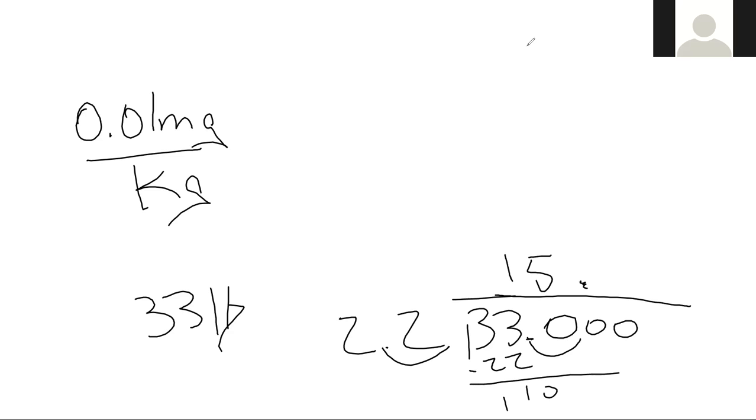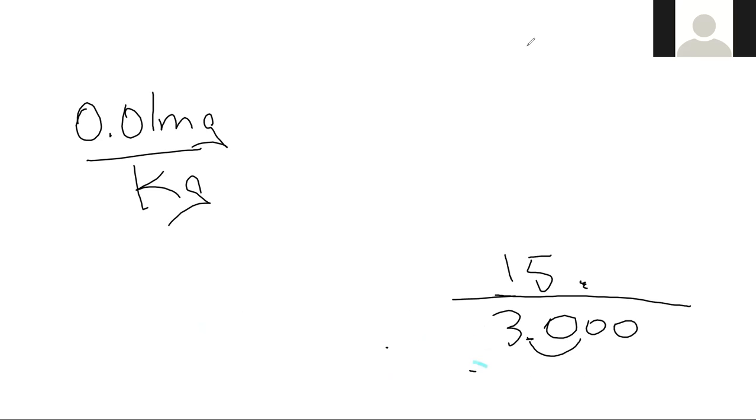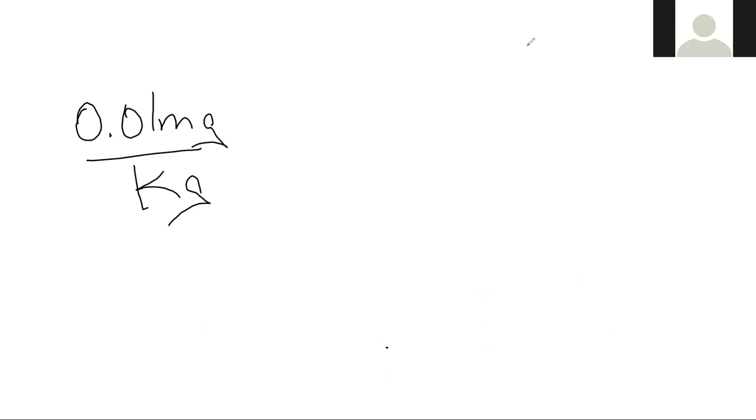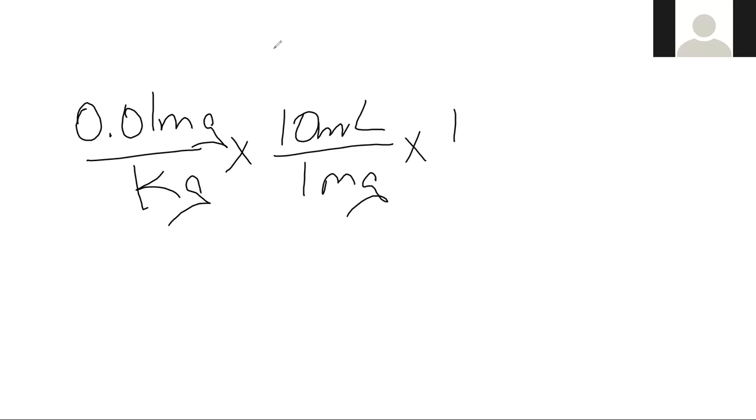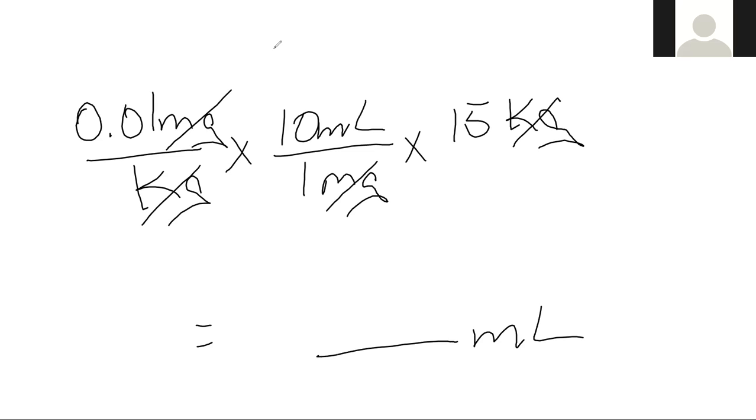So I'm going to take all this stuff out right here. Makes a little more space. All right, so you want to kind of figure that out on the front end. So back to our equation, 0.01 milligrams per kilogram. I have 10 milliliters with 1 milligram of drug in it. And I have a 15 kilogram pediatric patient. Okay, milliliters are gone top and bottom. Kilos are gone top and bottom. I'm left with milliliters on the top on the left side. And that's what my question is, how many milliliters on the right side of the equation?